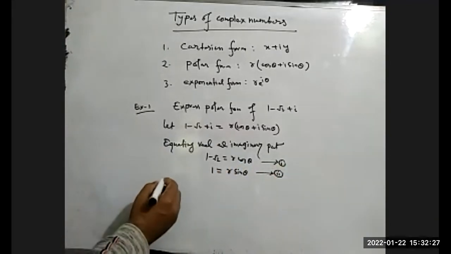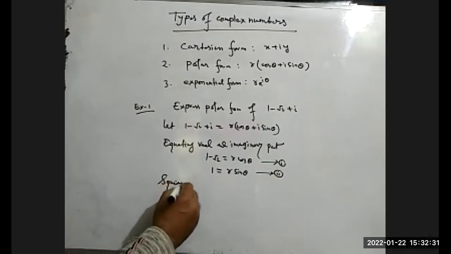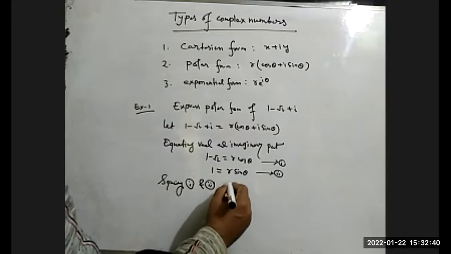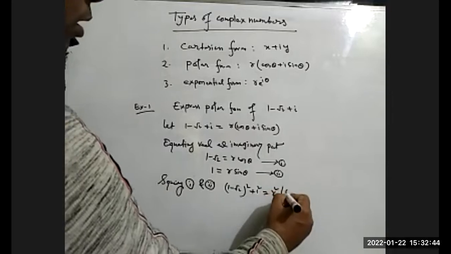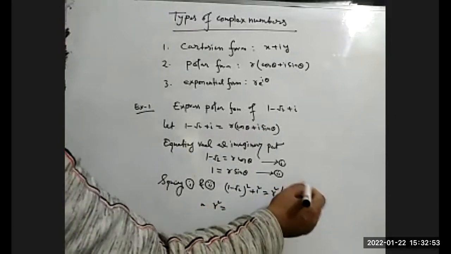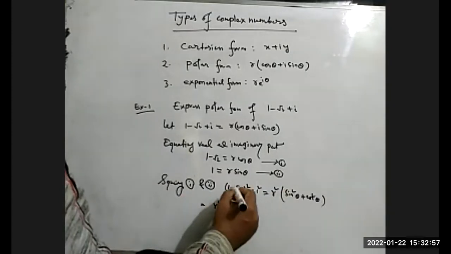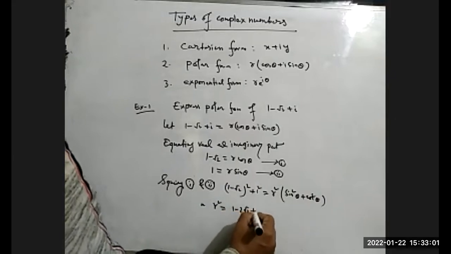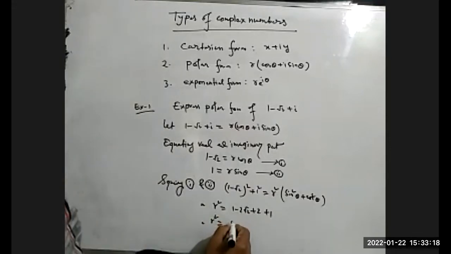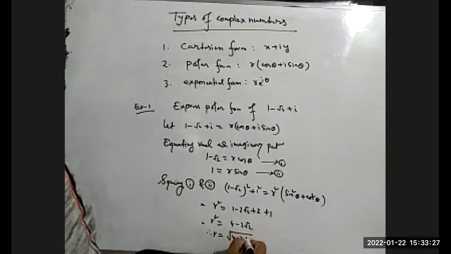Now squaring equations 1 and 2 and adding, we get (1 minus root 2) whole square plus 1 square equals r square into sin square theta plus cos square theta, which equals 1. This is an important identity of trigonometry. The square means a square minus 2ab plus b square, and root 2 whole square is only 2, so r square equals 4 minus 2 root 2. Therefore r equals root over 4 minus 2 root 2.